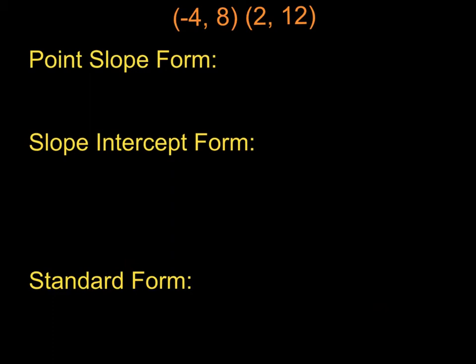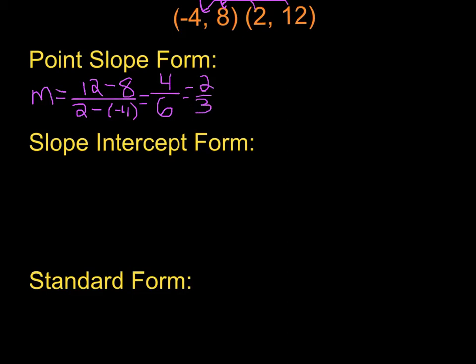Let's go through this example together, and then you can try the last two on your own. So first, point-slope form, we need to find the slope between 2 points. So we need to find the change in the y values, 12 minus 8, divided by the change in the x values, 2 minus negative 4. So this becomes, let's see, 12 minus 8 is 4, and then 2 minus negative 4 is 6, which reduces to 2/3. So my slope is 2/3.